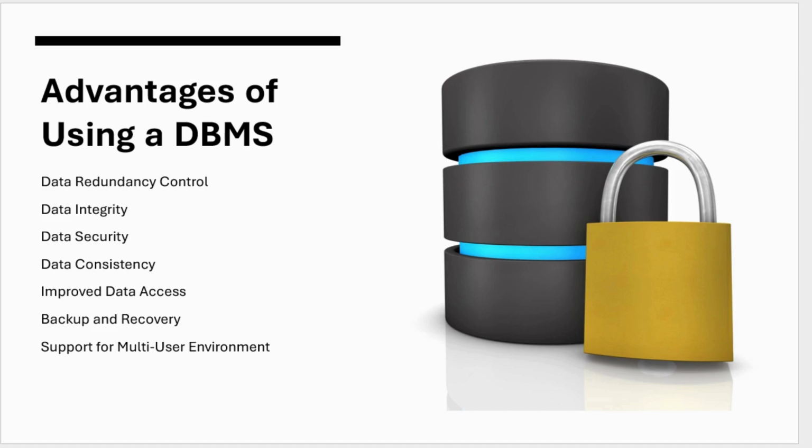The next topic is data consistency. Data consistency in DBMS refers to the correctness and uniformity of data across a database. It ensures that all data reflects a consistent state of the database. Following any operation like creation, update or deletion, the users all see the same data at the same time. The next topic is improved data access. Multiple users can access the same data. Backup and recovery. Support for multi-user environment.